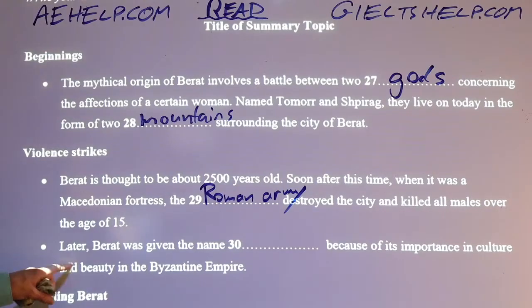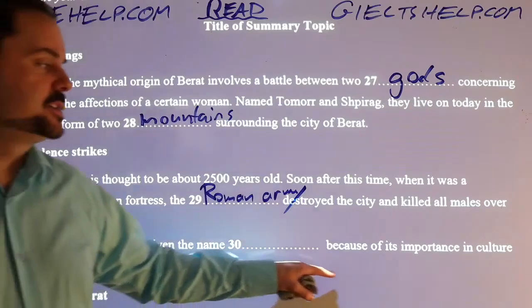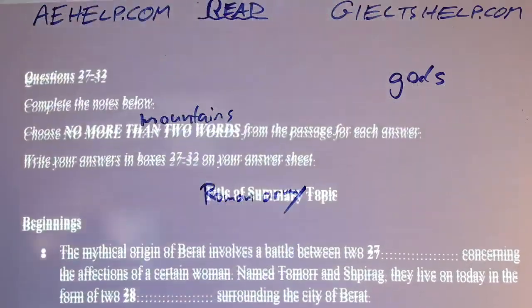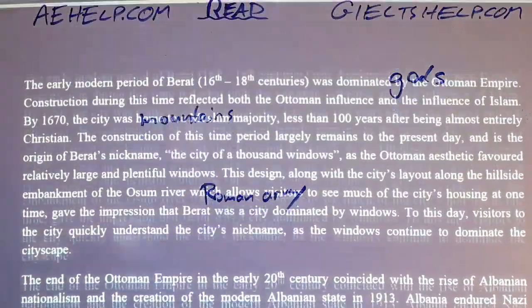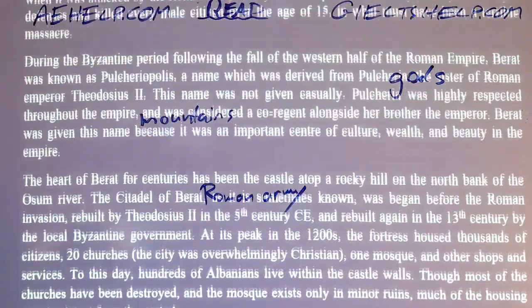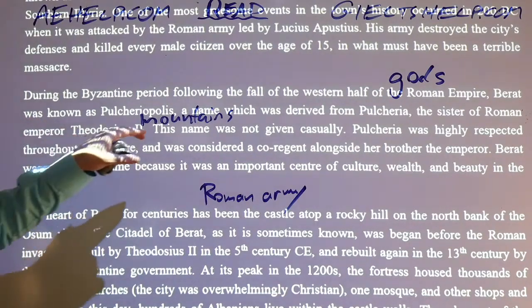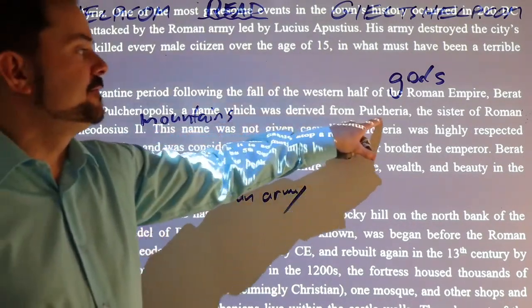Okay. Later, Berat was given the name something because of its importance in culture and beauty in the Byzantine Empire. I have to check for that. I'm pretty sure that was the name of the empress at the time. And I remember it started with a P, and I remember it was somewhere in the middle of the passage. So I go back to that part, and I realized that a name which was derived from Pulcheria.